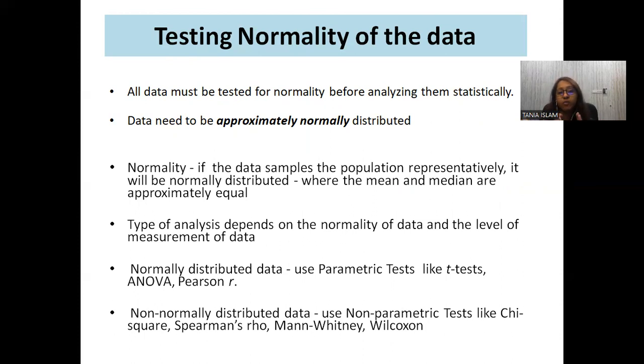And the type of normality, if data is normally distributed, we use the parametric tests, which are like t-test, ANOVA, paired t-test, ANCOVA, and Pearson R correlation. Those are the analyses we use for parametric, if data is normally distributed. If data is not normally distributed, then we use non-parametric tests like chi-square test, Wehrmann-Rowe test, Mann-Whitney test, Wilcoxon test, those tests.